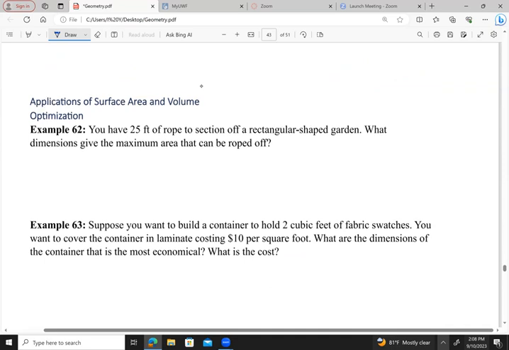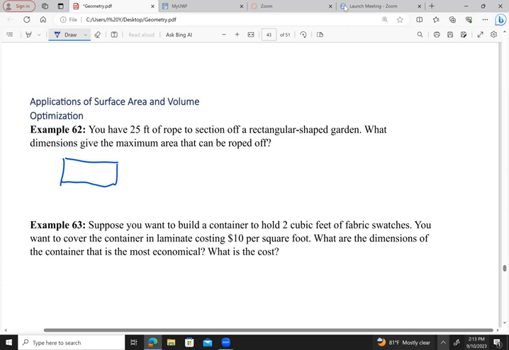Okay, so what about applications of this? You have 25 feet of rope to section off a rectangular shaped garden. What dimensions give the maximum area that can be roped off? So we're talking about a rectangle, and we know that the perimeter must be 25.